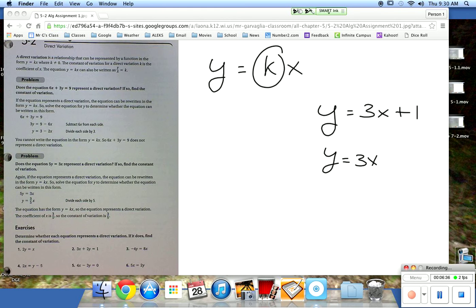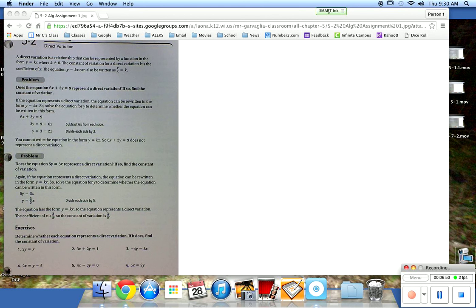And remember, the way you can test this, if I put 0 in for x, my y has to equal 0. Well, it's pretty much what we did before by subtracting numbers on both sides, but just seeing if it's direct or not. What we're going to be doing in this section, now that you know what a direct variation is, you're going to get something like this.